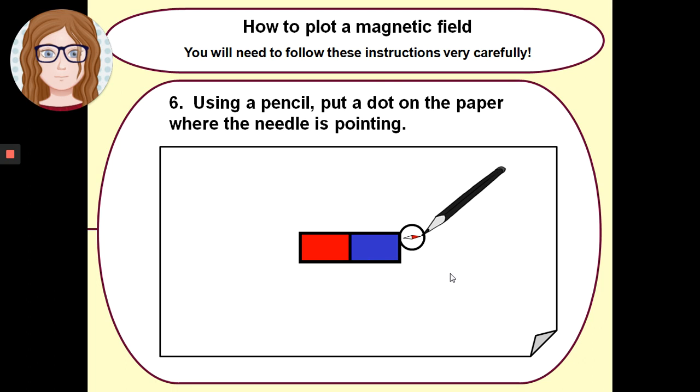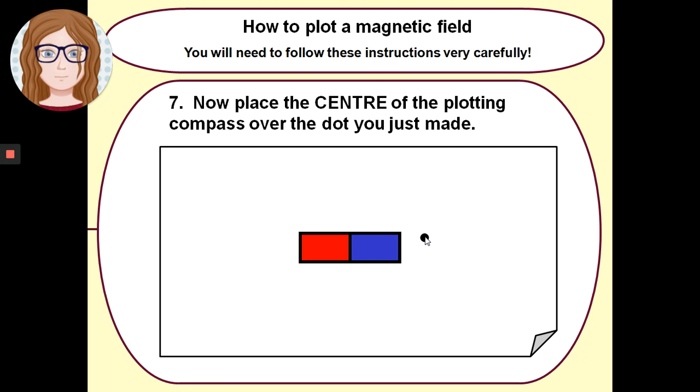Once you place your plotting compass down, you need to use a pencil to draw a dot where the arrow points to. So here you can see this red arrow is pointing towards the side here. So if we use our pencil, we can draw a dot. Now we need to move the compass slightly so that that dot is now in the center of our plotting compass, like so.